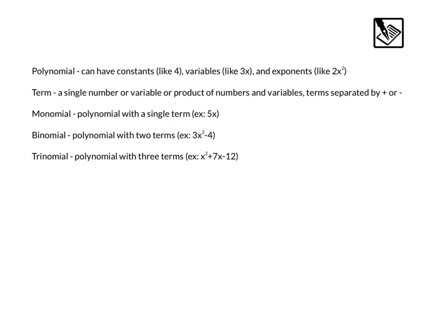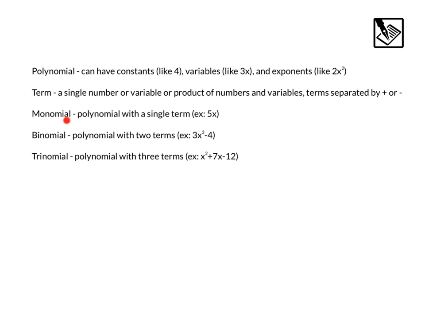First off, let's cover some vocabulary. In math, a polynomial is an expression that can have constants like 4, variables like 3x, and exponents like 2x squared. A term refers to a single number or variable or product of numbers and variables. Terms are separated by addition or subtraction.